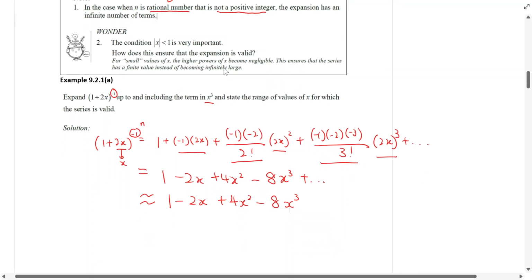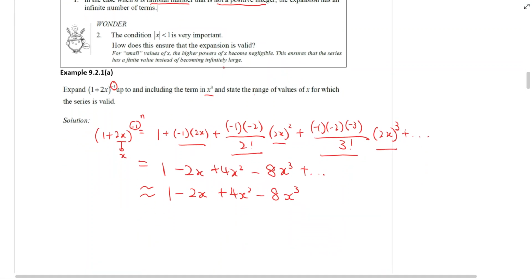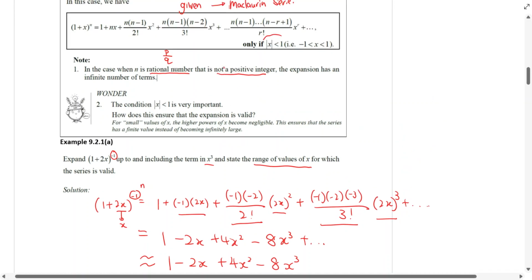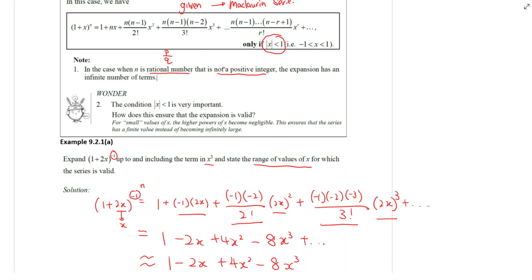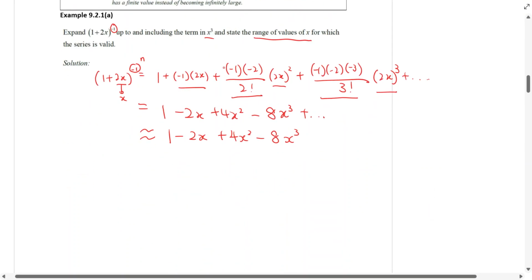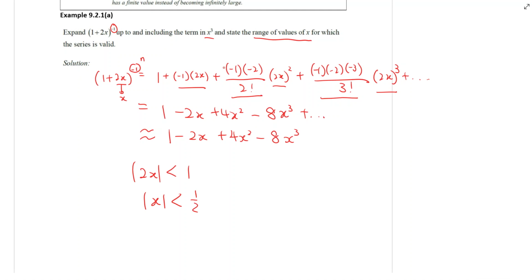Next is the range of values for which the expansion is valid. If you look at the top again, it is given that modulus of x must be less than 1. If you forgot, the definition of modulus x less than 1 is x in between negative 1 and 1. So in this case, for the expansion to be valid, modulus of 2x must be less than 1. Modulus of x is less than half. Therefore, x is in between negative half and half.